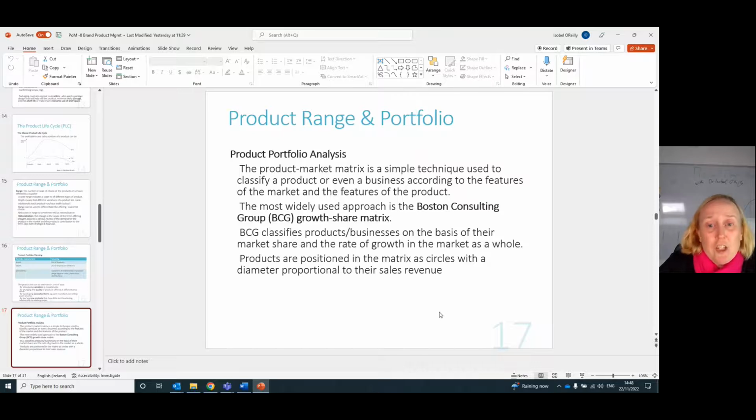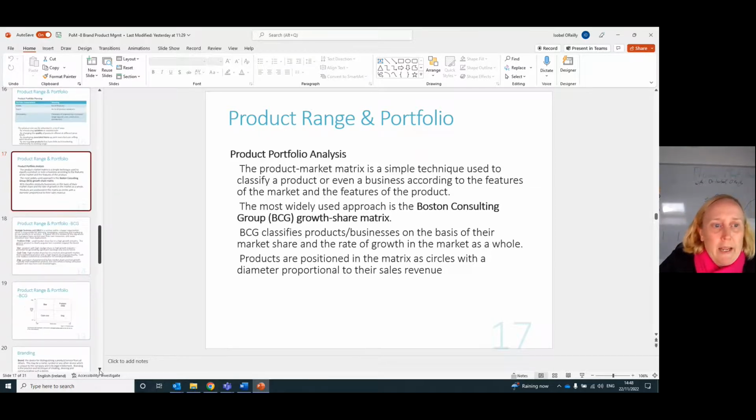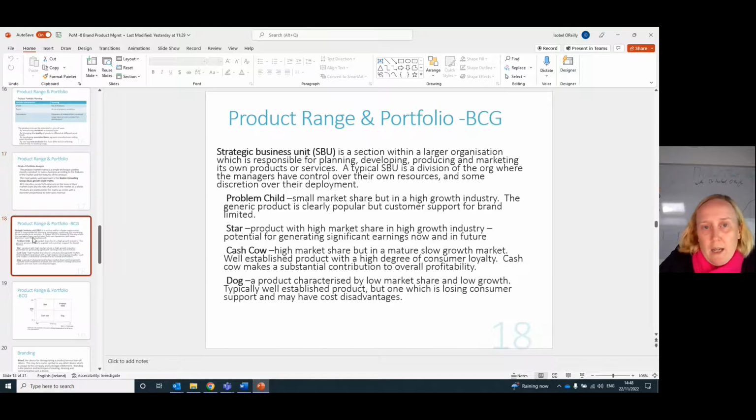So products are positioned on the matrix as circles, and the size of the circle, so how wide it is, the diameter, is proportional to the sales revenue. So it's a clear picture of well-performing or poorly performing items, whatever way we're using it. So whether we're looking at individual offices and looking at the sales in each of those different regions, or are we looking at different products across the range that the company offers.